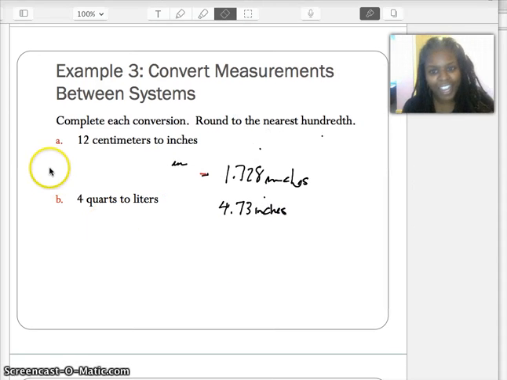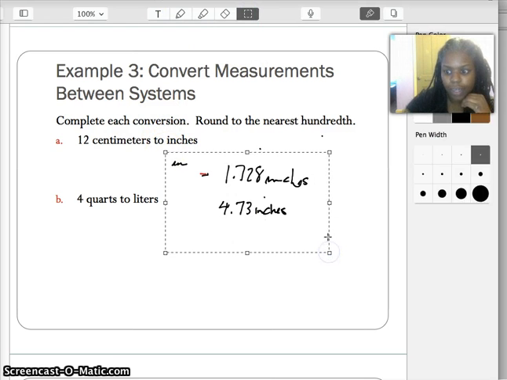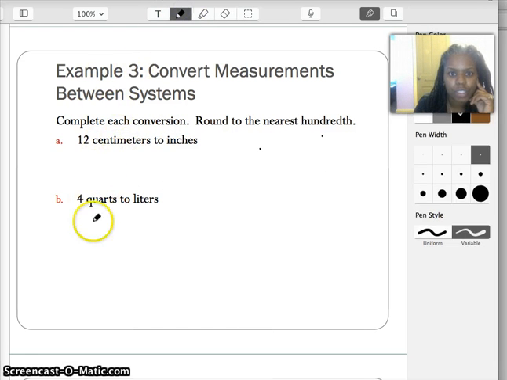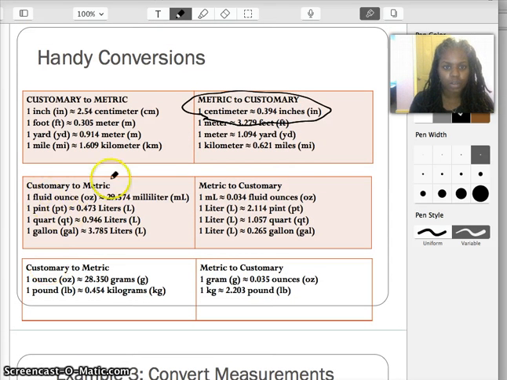Okay, so now we've got to go from quarts to liters, and I hope you recognize that quarts is customary, that we're used to using quarts. Liters, we do talk about liters, like a liter soda, but that's a metric measure. So when I go back up to my chart, I'm looking for customary to metric, and I found it. I see that 1 quart is 0.946 liters, which shows me that a quart is almost equal to a liter. A liter is a little bit greater, as you can see.